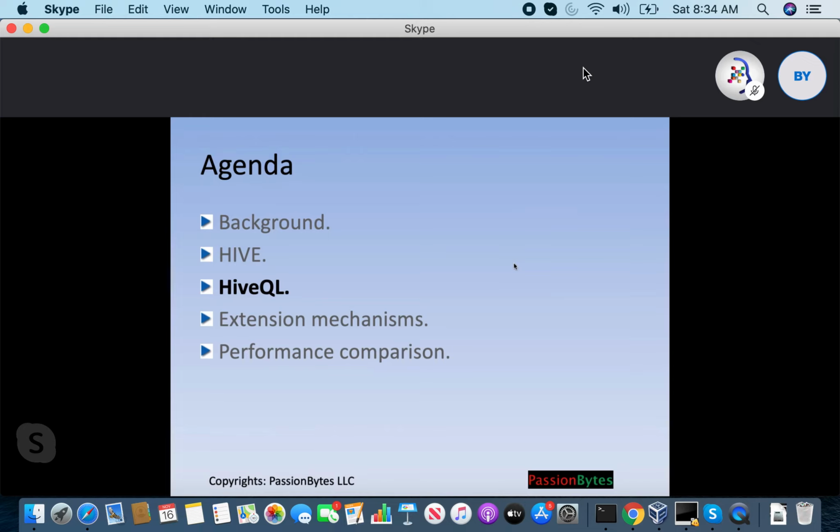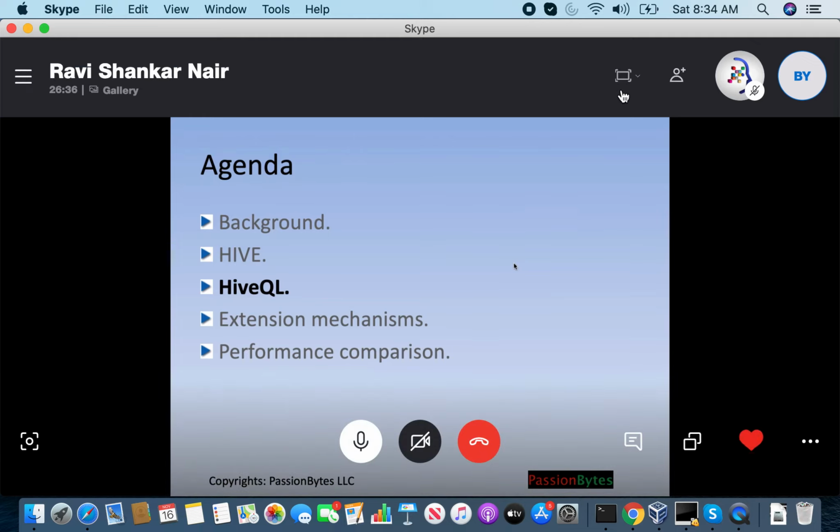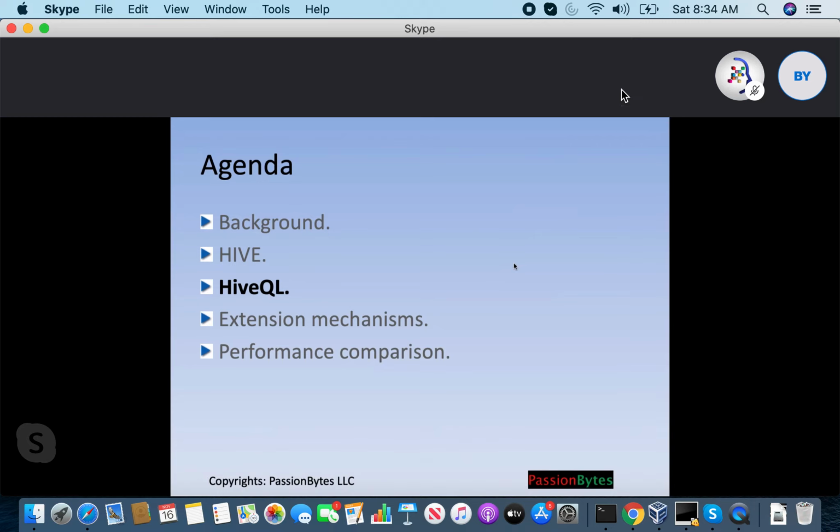Right? So let's look at how Hive is used. What we are going to do today is create a Hive table and look at the fundamentals. But before going to that, just to give you a brief overview of the internal architecture of Hive.